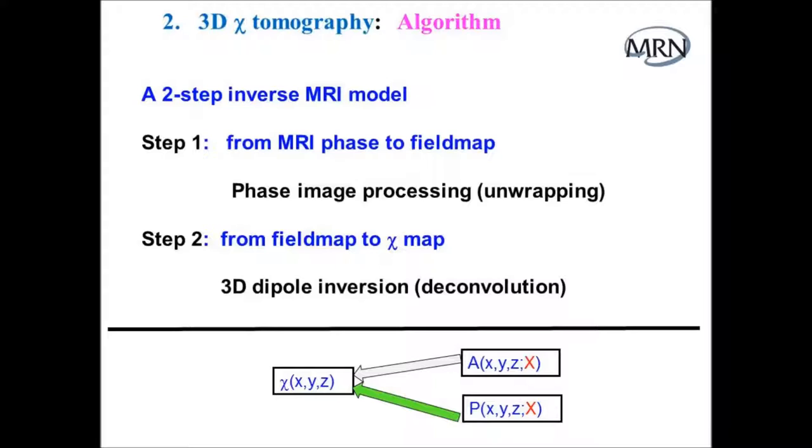The inverse algorithm is: step one, from the phase to the field map; step two, from the field map to the Chi map. This is a 3D convolution solver. This is the phase imaging process, and because phase is always wrapped, this is for unwrapping the phase. So we solve the inverse problem of phase susceptibility. I want to mention that there's no way to go from magnitude to susceptibility, only from phase to susceptibility, because we have an approximation model, a linear model, that allows this to go through.